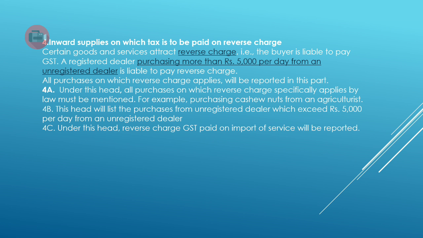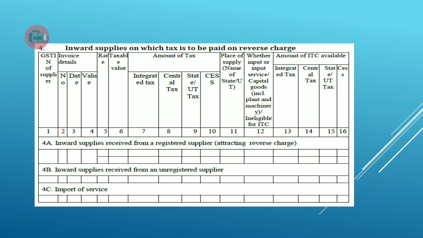4A. Under this head, all purchases on which reverse charge specifically applies by law must be mentioned. For example, purchasing cashew nuts from an agriculturist. Under this head, we will list the purchases from an unregistered dealer which exceeded rupees 5,000 per day. Under this head, reverse charge GST paid on import of services will be reported.